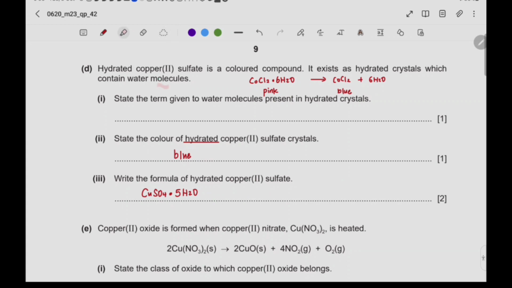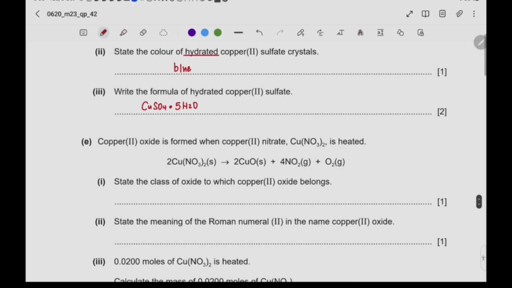If they ask for the term of the water molecules, it's just water of crystallization. It's a kind of water of crystallization. They just call them that in the hydrated crystal. Seems very special, right? The name.